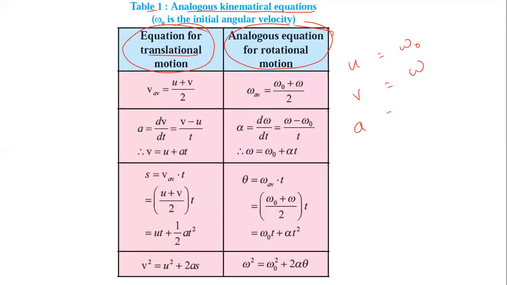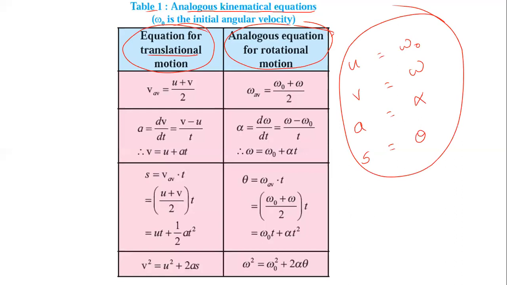a is a linear acceleration in translational motion. So in rotational motion, we are using alpha, the angular acceleration. s is the linear displacement in translational motion, so we use the analogous term theta. Theta is angular displacement. So these words we have to replace. You can see here, average velocity is (u plus v) by 2, so average angular velocity is given by (omega 0 plus omega) by 2.